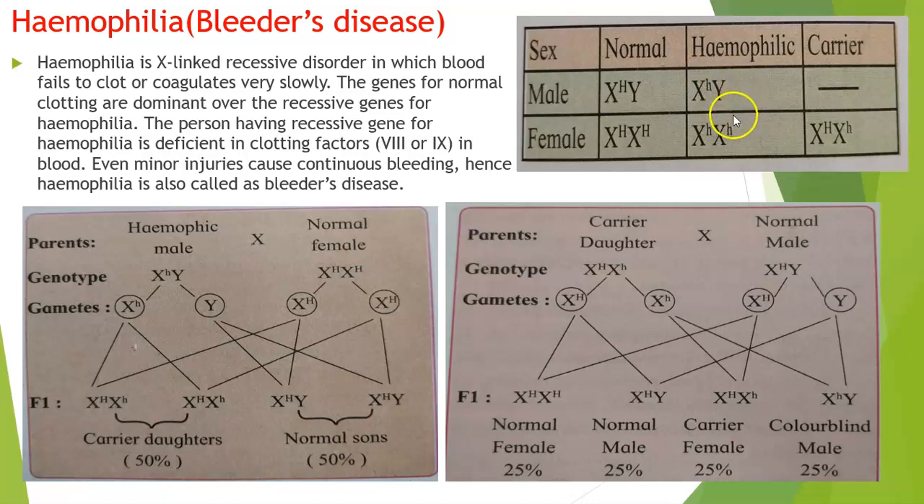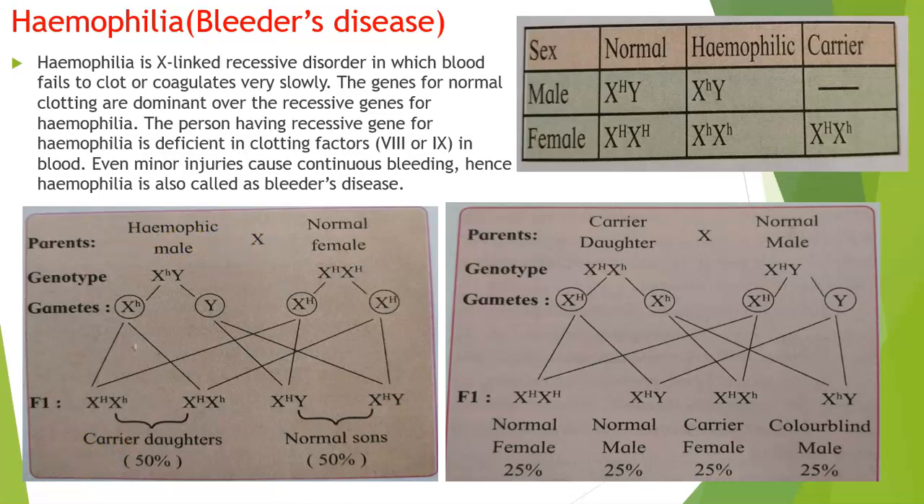Women suffer only if both the X chromosomes have the recessive gene or the alleles. If the female has only one recessive gene and one dominant gene is present, then she is going to be a carrier for the disease of hemophilia. Like color blindness, hemophilia also shows crisscross inheritance.